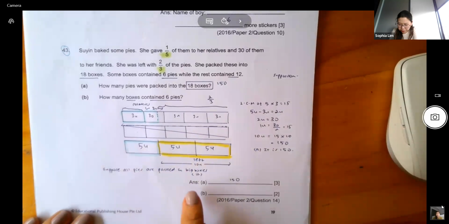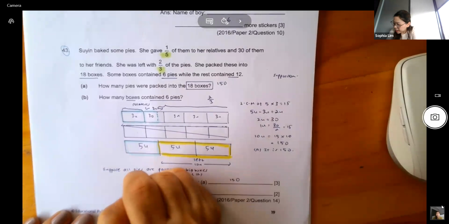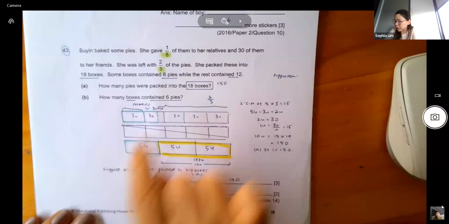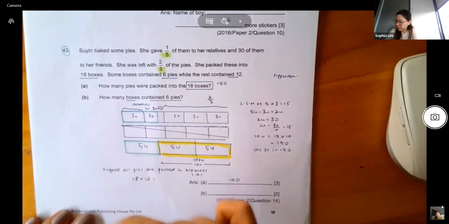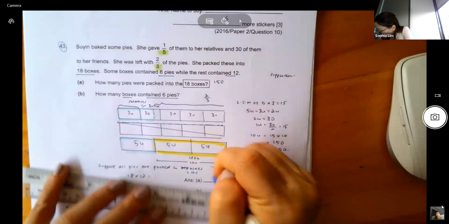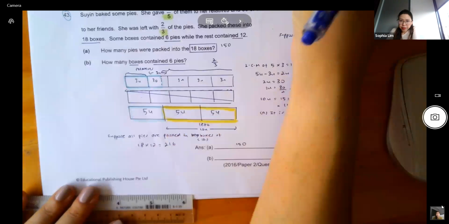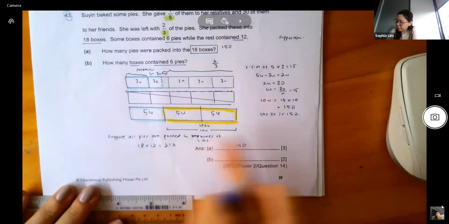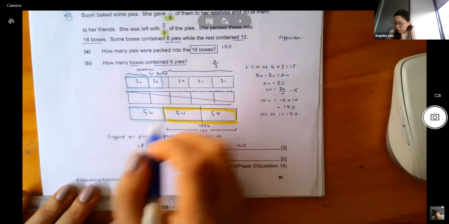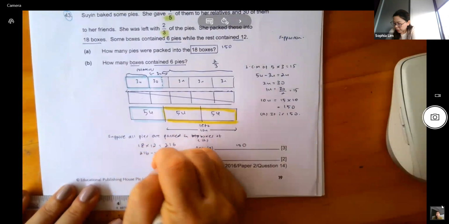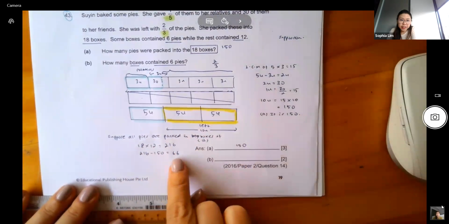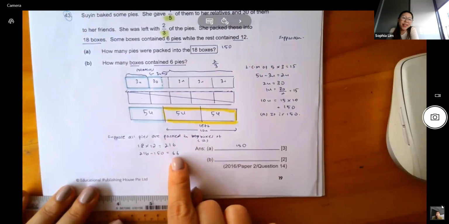If you suppose all the 18 are in big boxes, so you will take 18 times 12. That means all the 18 boxes, you actually pack them in boxes of 12. And you will get 216. But this is too high because my number is only 150. So you take away to get the extra first. This 66. These are the 66. Meaning what we are going to do is we are going to exchange, too high already. I don't want this 66.